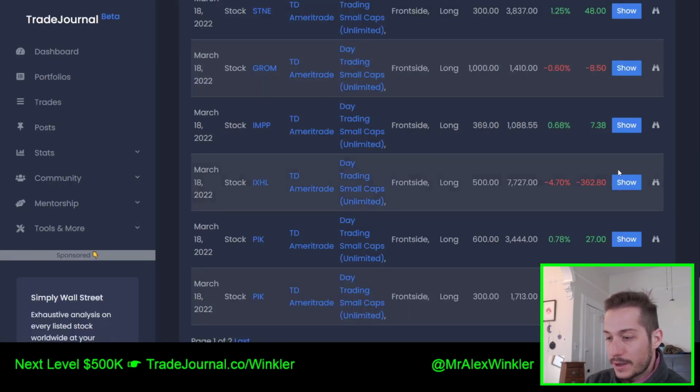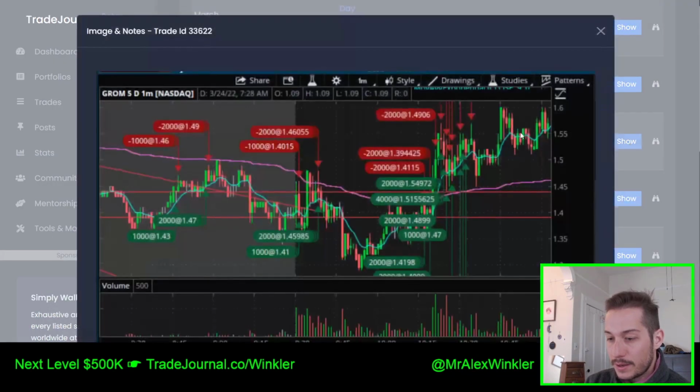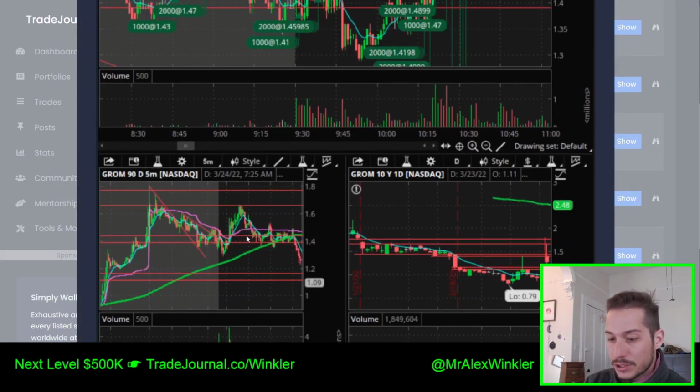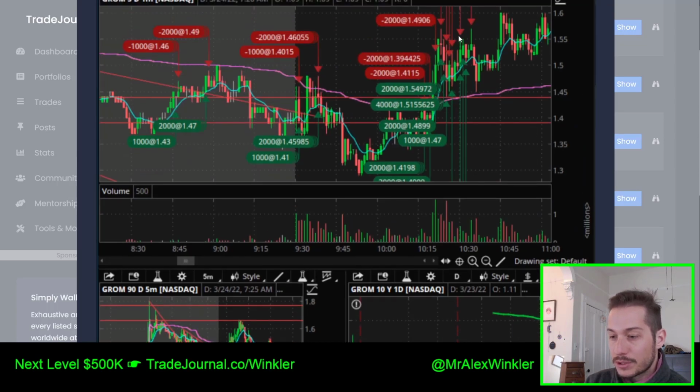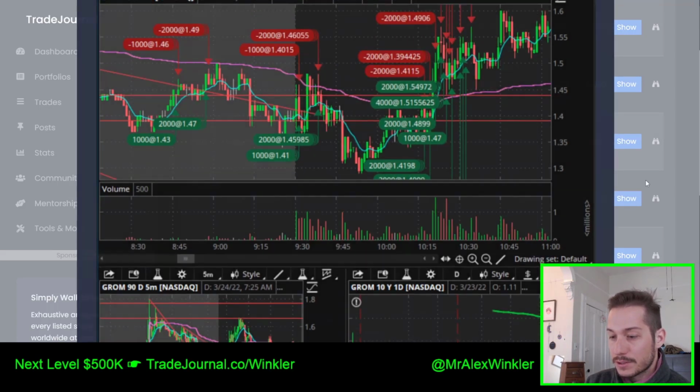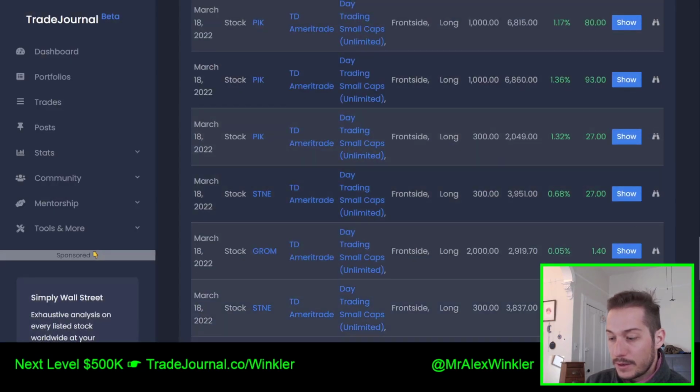This is the 18th. Yeah, I totally miss it. No wonder I was red that day. GROM, this is just so choppy. I'm trading so much chop here. Maybe on this breakout, I could have done some good trades. Maybe I did a little bit of good trading. But this just looks super hectic, not really worth talking about.